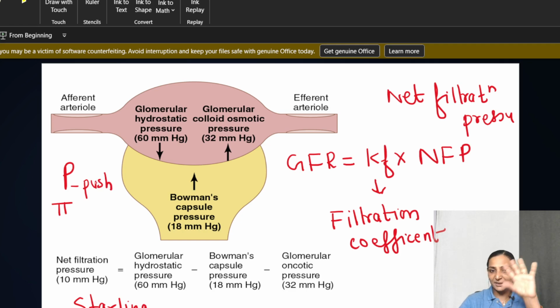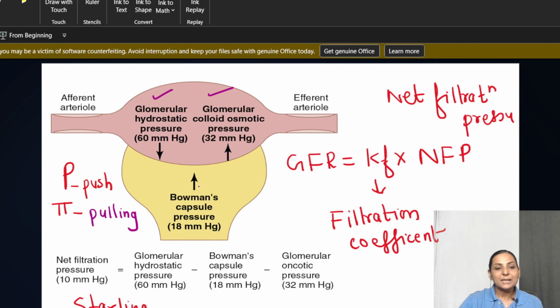A very simple way of remembering: P hydrostatic is a pushing force. So wherever this force is greater, it will push. Whereas the colloid osmotic forces are called the pulling forces. So you can just remember this, pushing and pulling. This will make it very, very simple. So these hydrostatic and colloid osmotic pressures will be present here at the glomerular capillaries and at the Bowman's capsule.